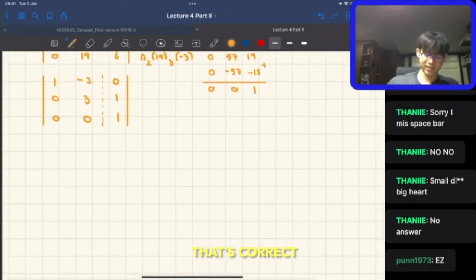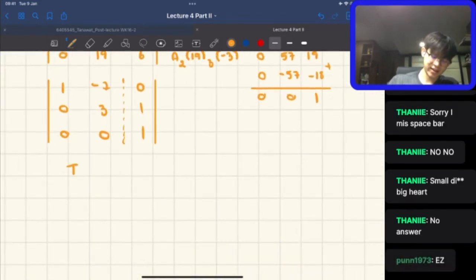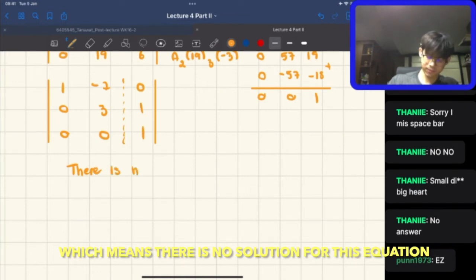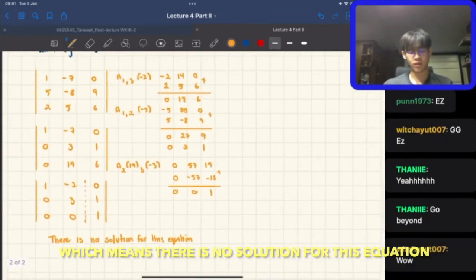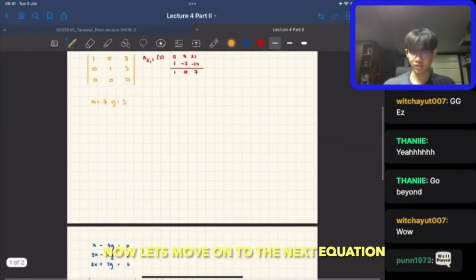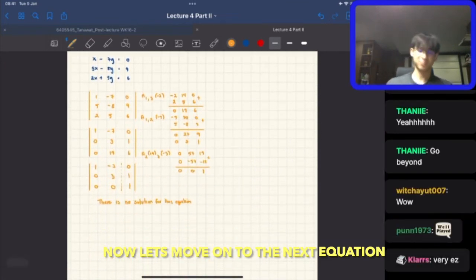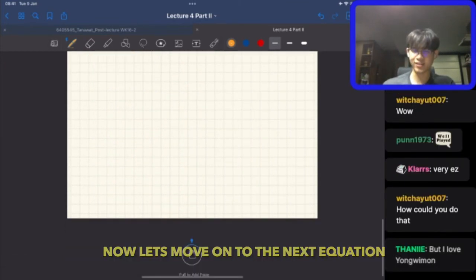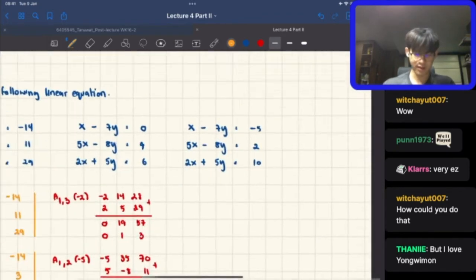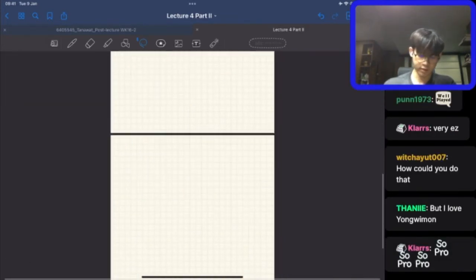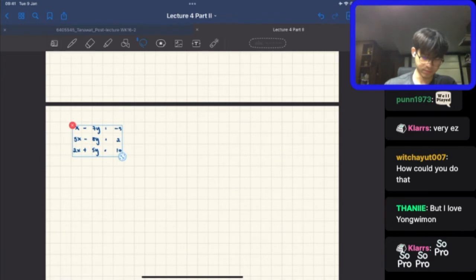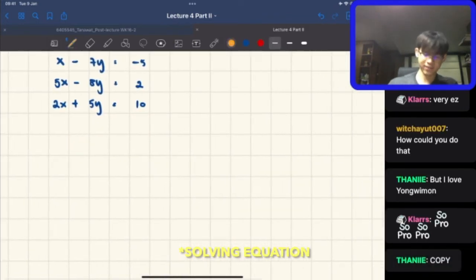That's correct. So for this equation, there is no solution. So one system has a solution, but another has none. Interesting. So let's try the last equation. Copy this. And paste. Here, boom. So we do the method again.